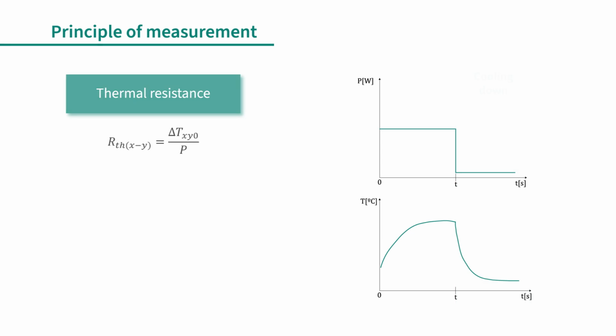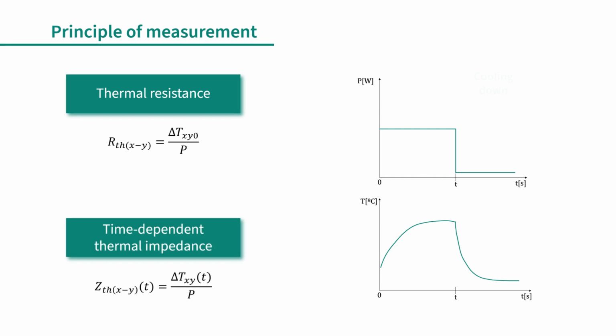On the other hand, thermal resistance is the difference between two temperatures, Tx0 and Ty0, at T equals 0 divided by the power. To calculate the time-dependent thermal impedance, the recorded temperature curves need to be vertically mirrored and shifted to the origin of the coordinate system. Then, ZTH is calculated by the temperature difference divided by the power.